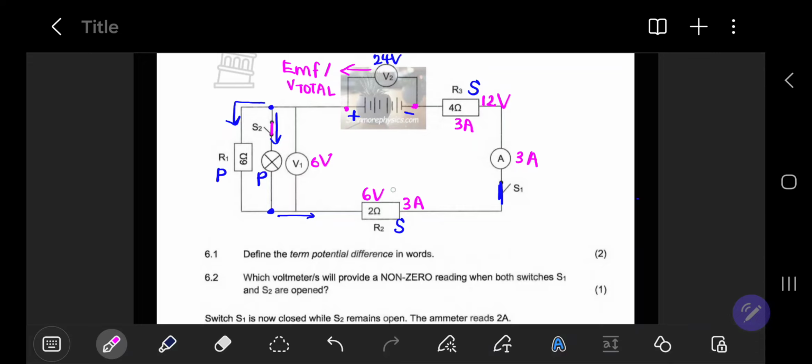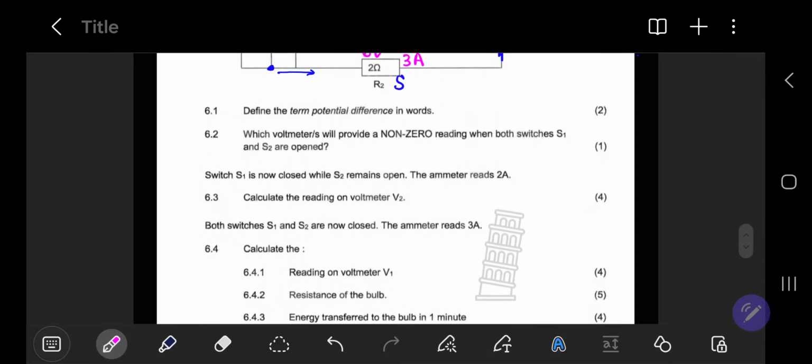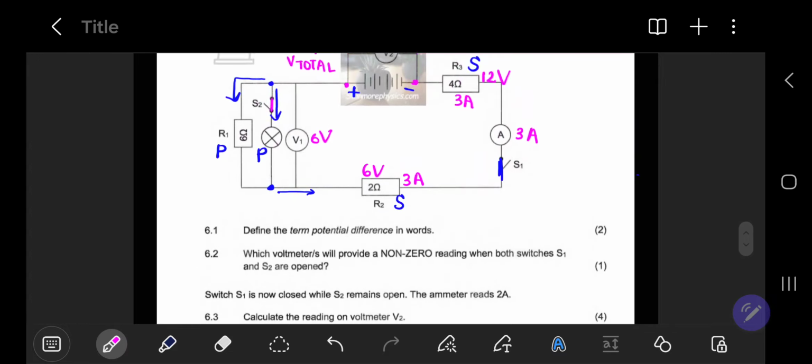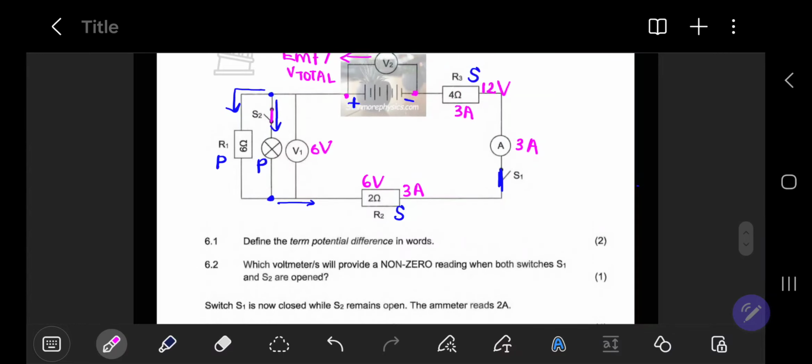Okay, so on my diagram, I've just filled in the values that we just calculated. In 6.4.2, they want the resistance of the light bulb. So here's how we can get that. Since we know that the total current in the circuit is 3 amperes, and we know that the voltage on each resistor in parallel is the same, meaning that the light bulb has 6 volts as well as R1, we can calculate the current through R1. If we subtract the current through R1 from the total current, it tells us the current going through the light bulb. And once we have the current, we can calculate the resistance.